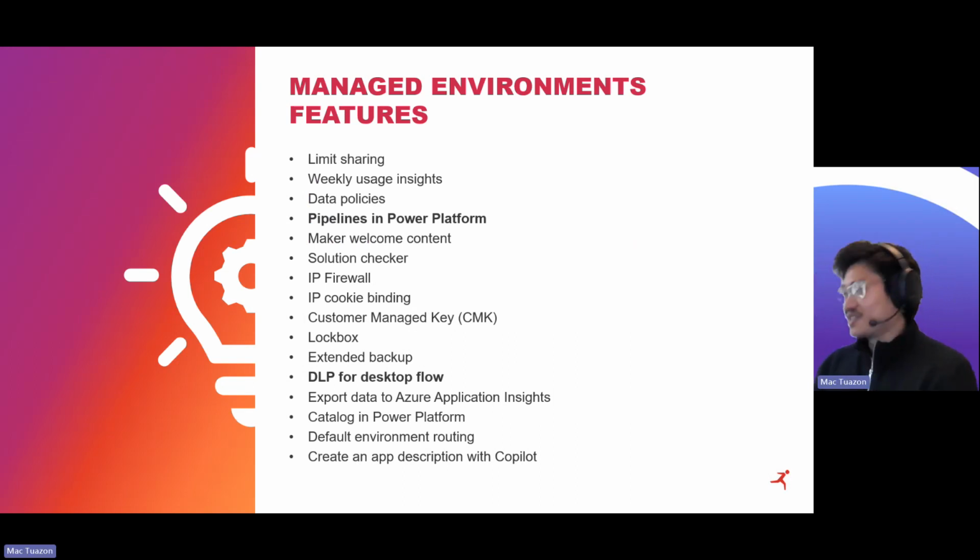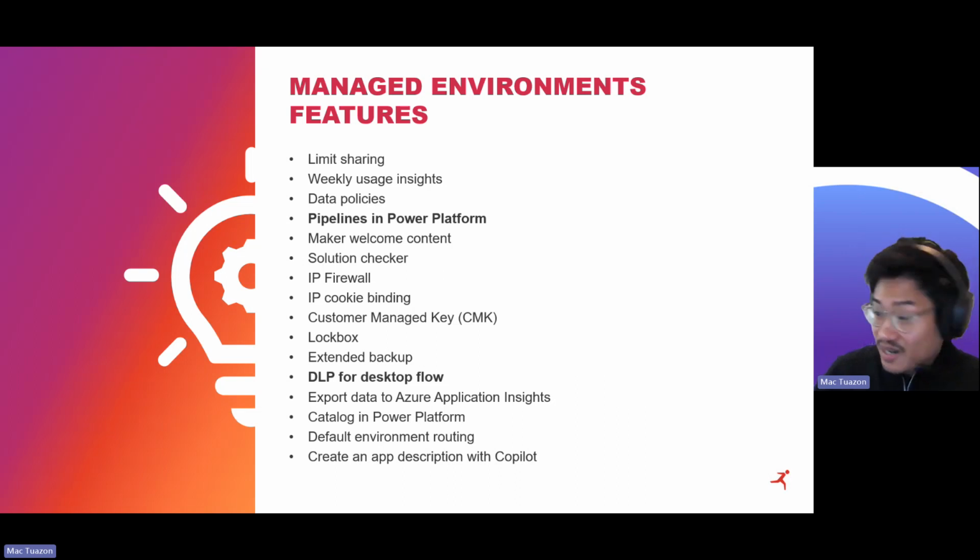Currently, as of this month, this is an ever-evolving list. This is the feature list for managed environments. It has been growing over the last 6 months, and some very interesting features can unlock governance and development value. To name a few, pipelines in Power Platform and DLP for desktop flows have been extremely valuable for making business cases for a better, simpler ALM. And also for DLP for desktop flows, better visibility and security for Power Automate desktop actions in RPA.